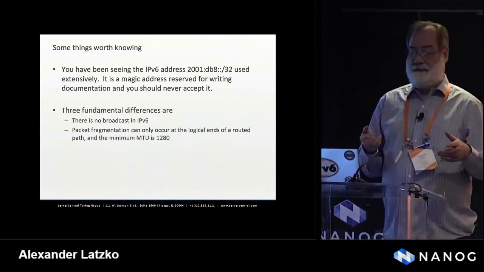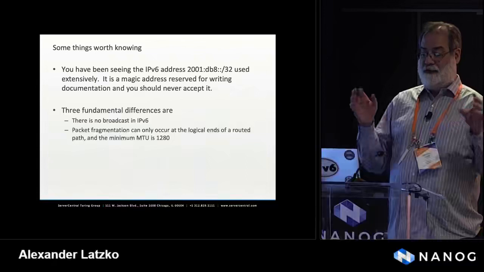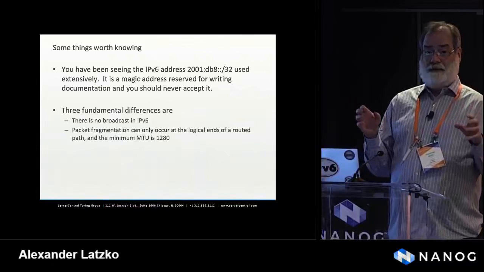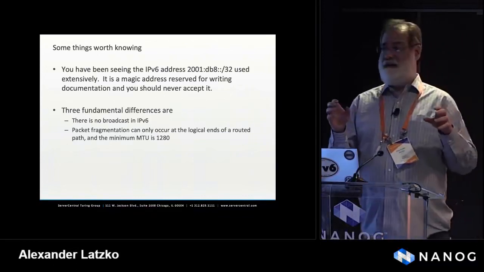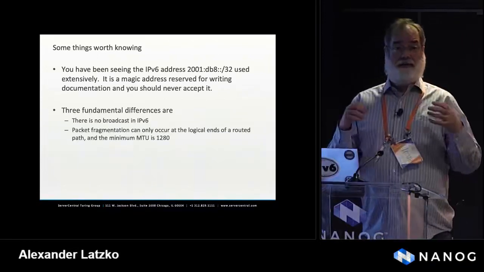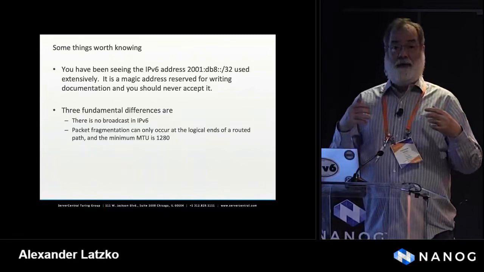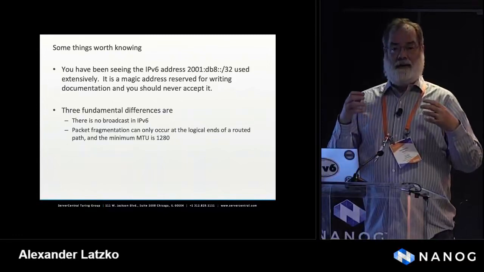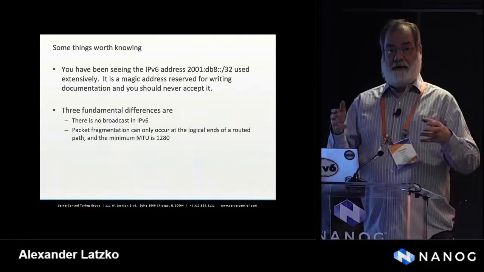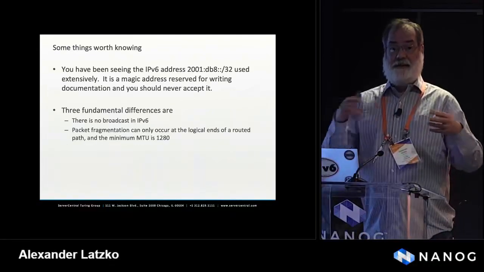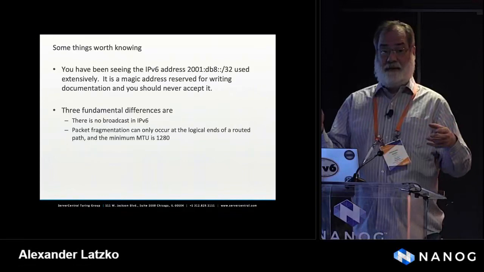Packet fragmentation can only occur at the logical ends. If you were here for Paul Ebersman's DNS talk yesterday, was anybody here for that? Okay. So Paul was talking about why you can't globally filter ICMP for DNS because of packet sizes. Well, that's the reason: you can't fragment in the middle like you can with IPv4.